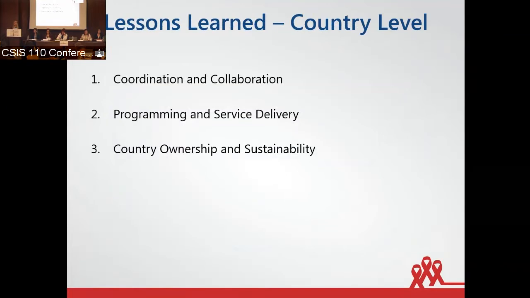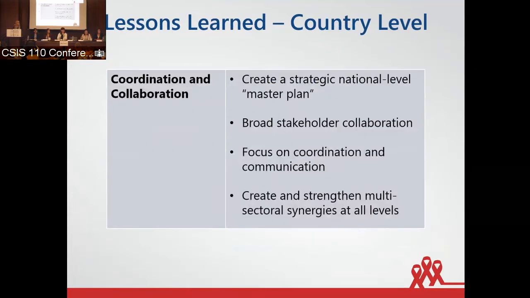So the country-level lessons fall into 3 categories. The first is coordination and collaboration. The second is programming and service delivery. And the third is country ownership and sustainability. And looking at coordination and collaboration, several of the country presentations talked about how important this is.